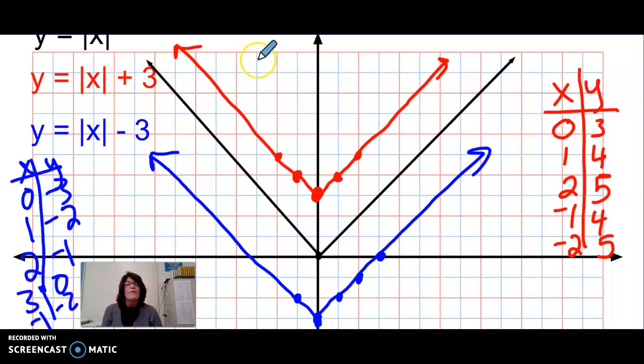If I have y equals absolute value of x plus something, I'm just going to use the letter K, plus something, that's going to shift my V straight up the y-axis. Or if it's a minus K, it'll shift it down. That's what this number does, added or subtracted to the absolute value.